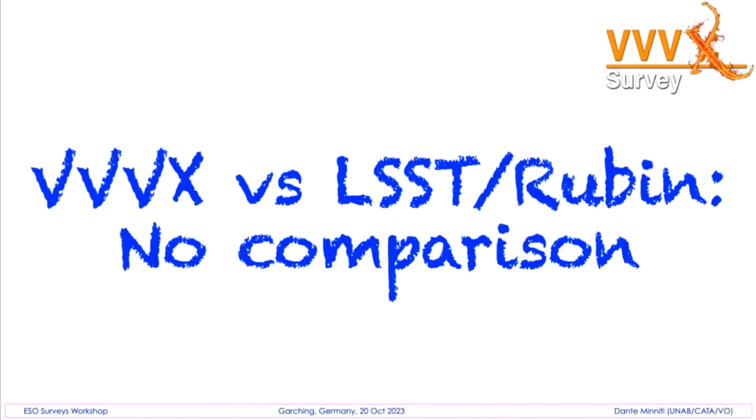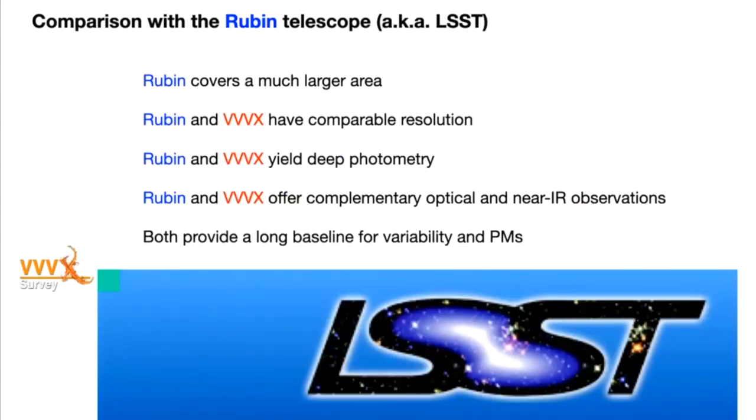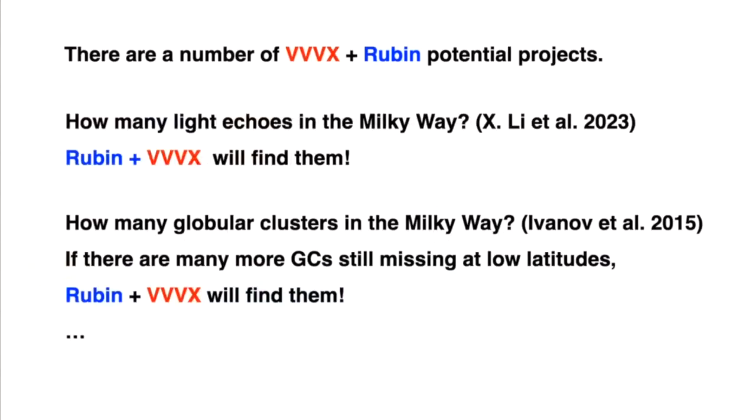And I'd like to finish with, again, a comparison with the LSST. LSST is a monster compared with VVV. Our area coverage is the green square there compared with all the area that LSST is going to cover. But in the galactic plane, it's going to be fantastic because we will be very complementary, and we will provide a long baseline for variability and proper motion.